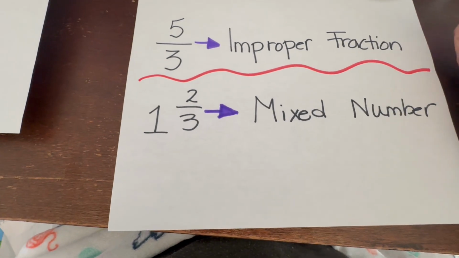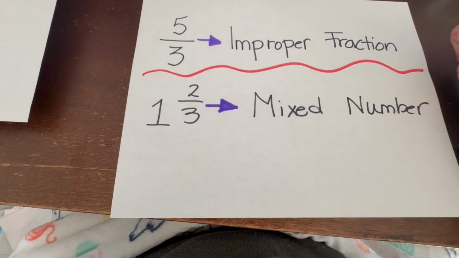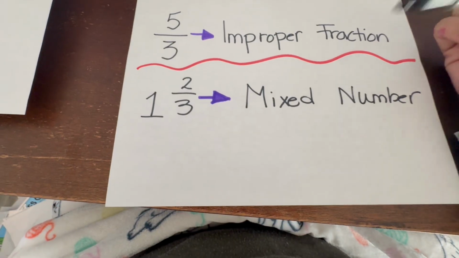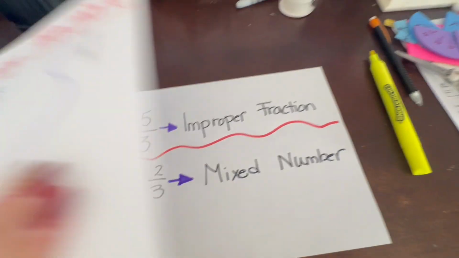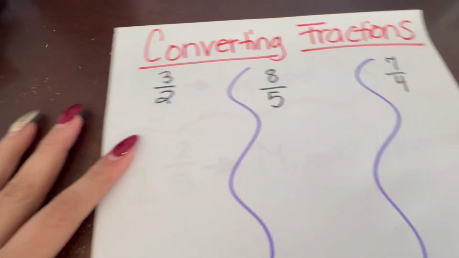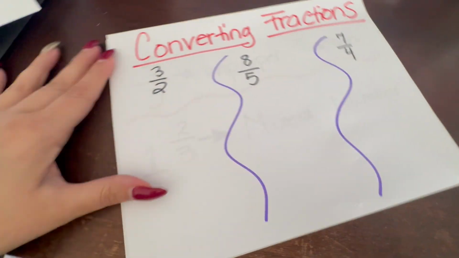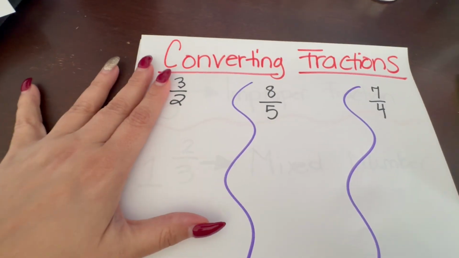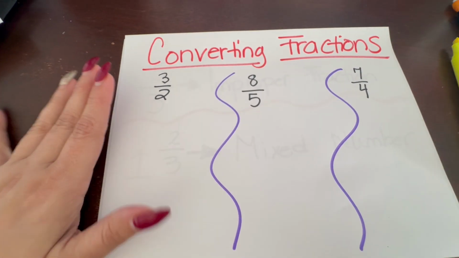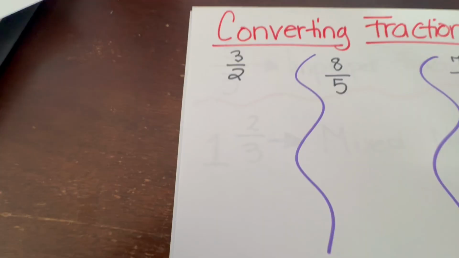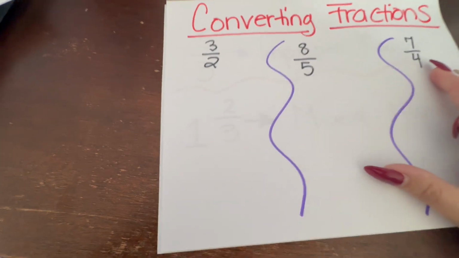Now, in fourth grade, we learn how to convert from an improper fraction to a mixed number or a mixed number to an improper fraction. And that's what we're going to be looking at today. We're going to do three examples, and I'm going to show you how to do it with models and then without models. It's important to know with models, and a lot of students find it easier as well.